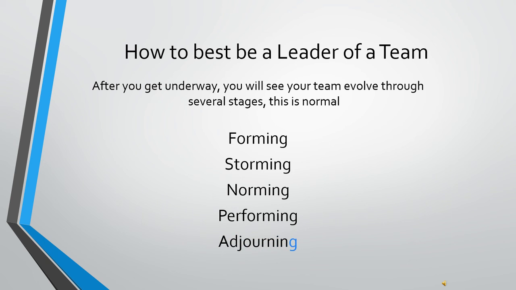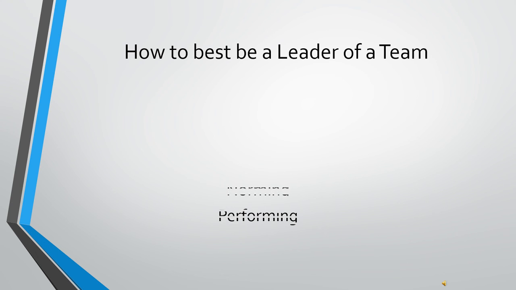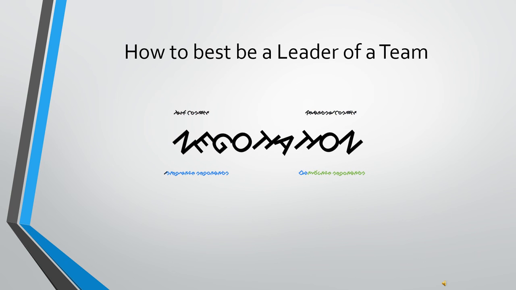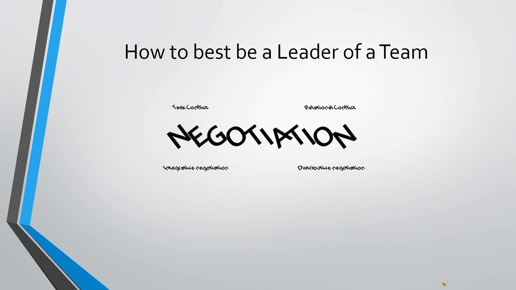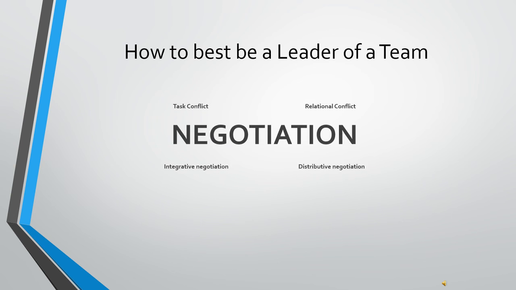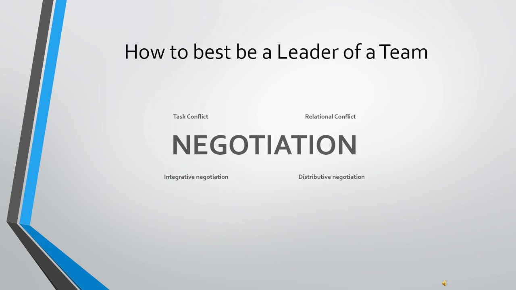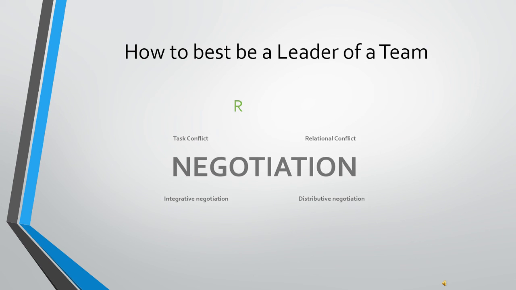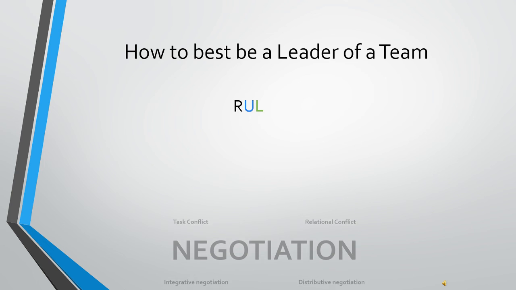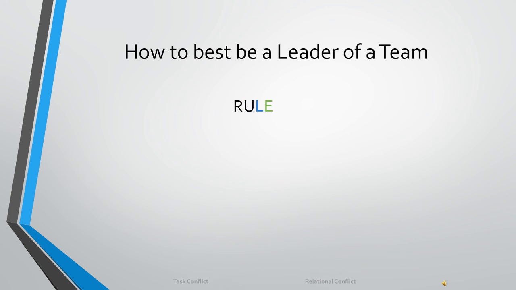Adjourning is when the task of the team has been completed and the team members go back to their normal duties. Through the process, there should be a healthy amount of task conflict. Too little conflict or too much will reduce performance. To handle conflict, use negotiation as a tool to engage in give-and-take discussion. Negotiation should result in a creative solution that benefits everyone.